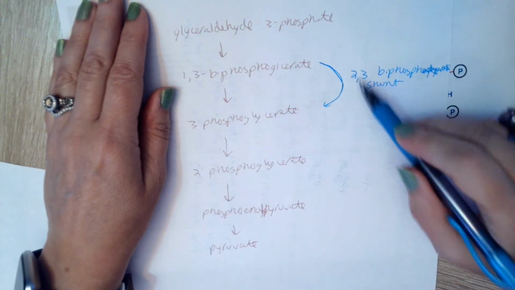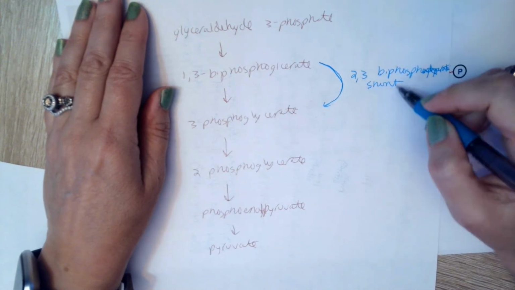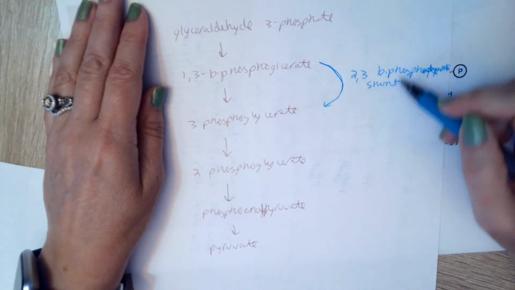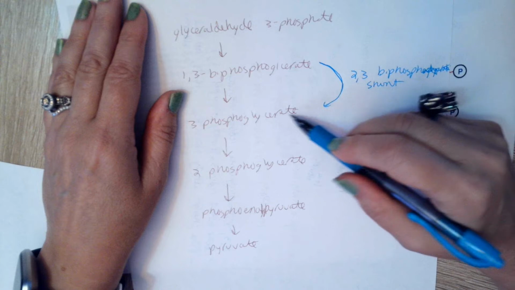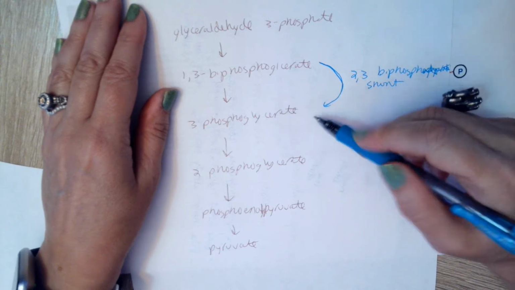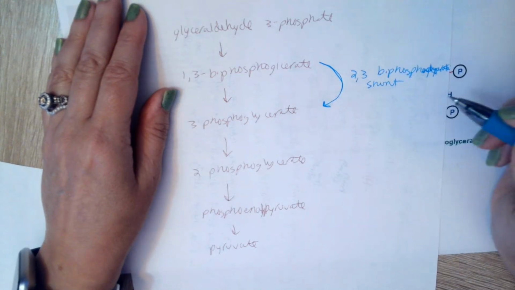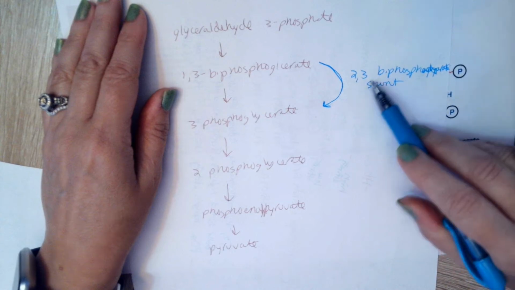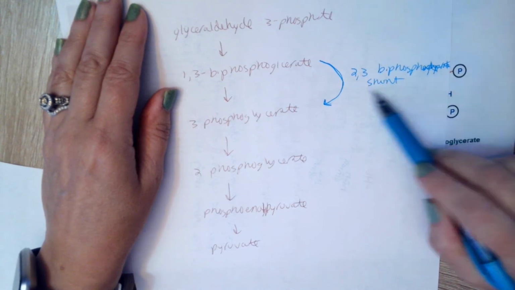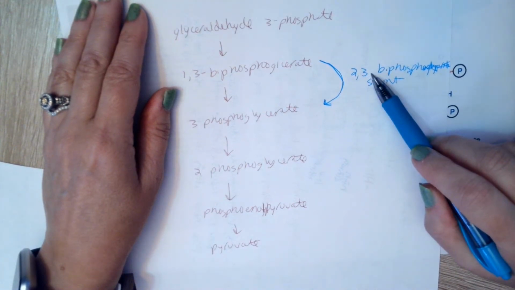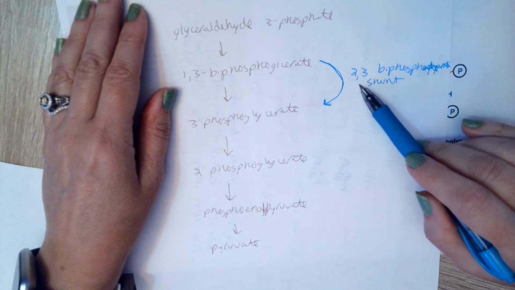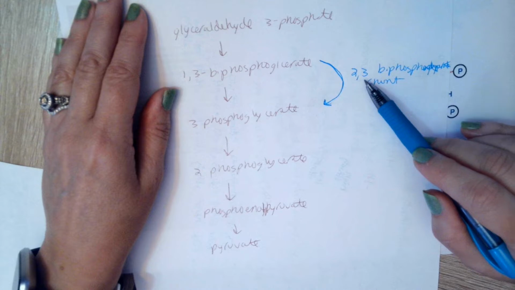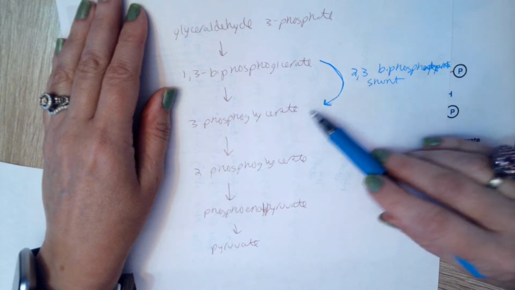Now, things will happen. We will create our 2,3-biphosphoglycerate, and then we will return to the main glycolysis pathway. Reasons for this: we're in a red blood cell. We want to be able to do this so that we can handle our hemoglobin and its affinity for oxygen. But red blood cells don't have mitochondria. They have to do glycolysis for energy.